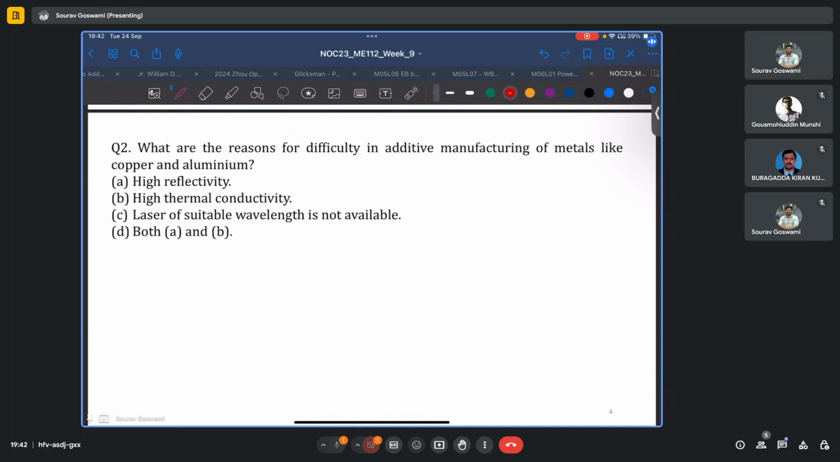What are the reasons for difficulty in additive manufacturing of metals like copper and aluminum? They are highly reflective. This is correct. And a workaround is to maybe roughen the surface of the build plate to get rid of some of this high reflectivity. They have high thermal conductivity. This is perhaps the most debilitating reason.